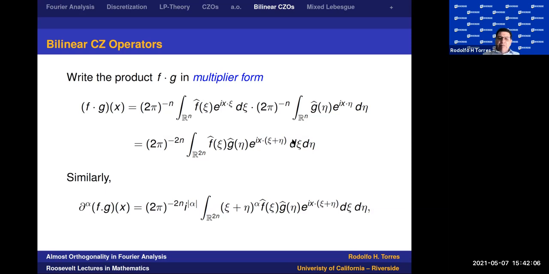Now, this gives me a motivation to look at other bilinear operations, like the product of functions. I can take the derivative of the product of the functions, and doing a similar analysis, I get to an expression that is now similar. Now I cannot separate so easily the two integrals, but still I have a function of c, a function of eta, this complex exponential, and then a symbol or a function here that depends on c and eta.